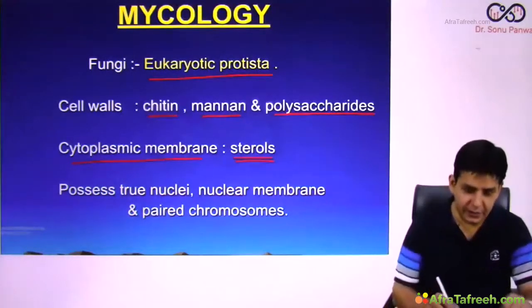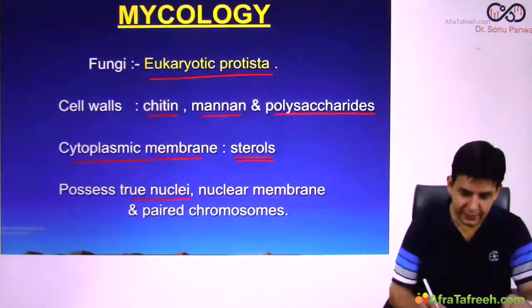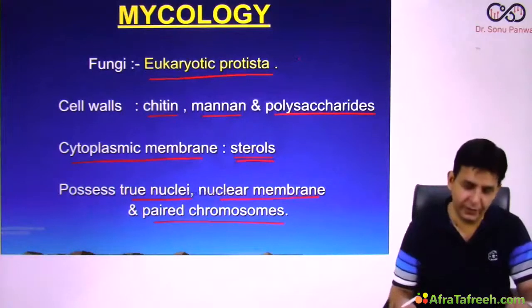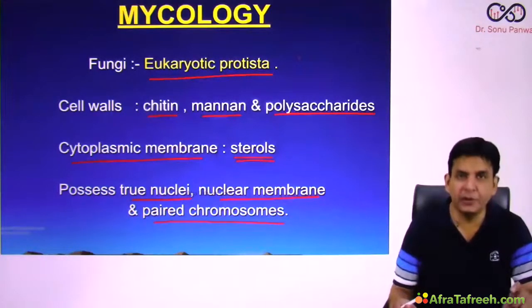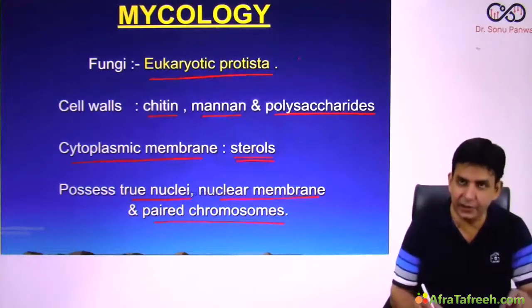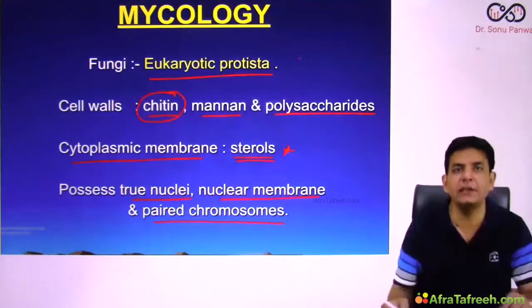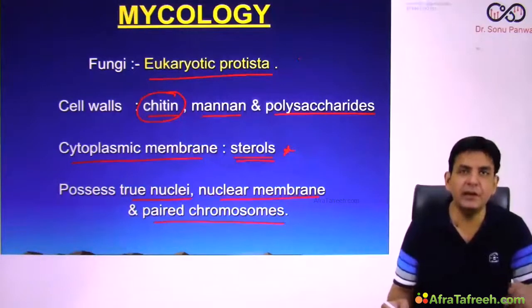Okay, they possess true nuclei, they have a nuclear membrane, and they have paired chromosomes. So remember, guys, the important thing to remember here is that the cytoplasmic membrane is made up of sterol. Another one is that the cell wall has chitin, which is characteristic of fungus.